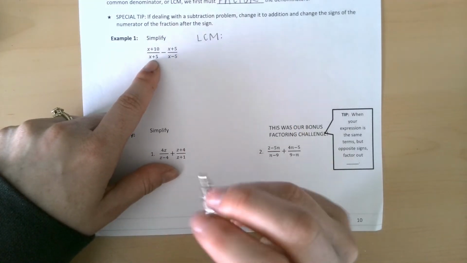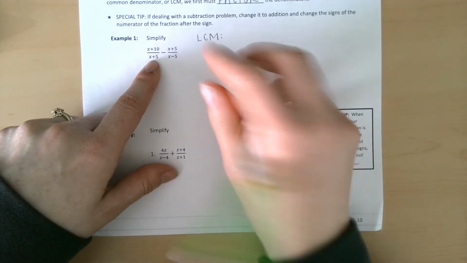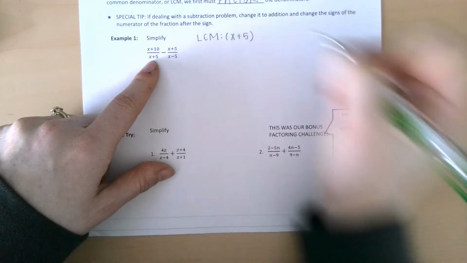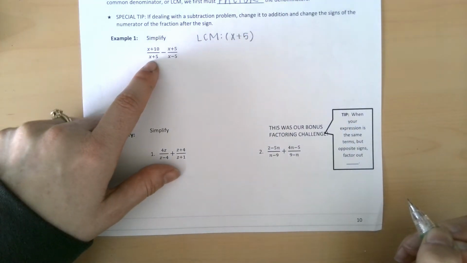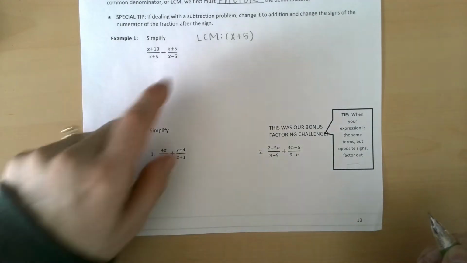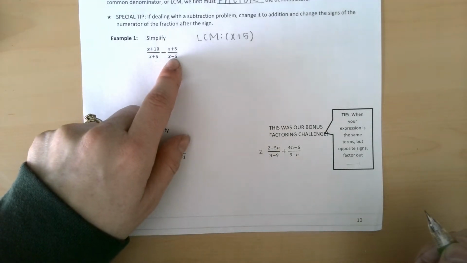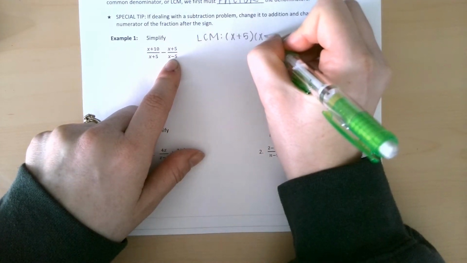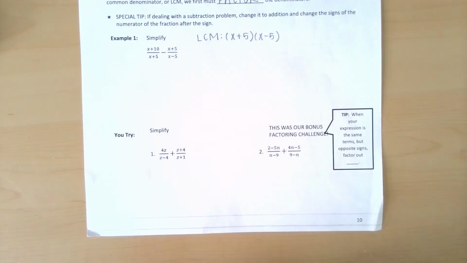In my first denominator I had an x plus 5. That means that the x plus 5 must be a part of my LCM. Whatever's in one denominator automatically must be a part of the LCM. The next denominator has x minus 5. That's different than x plus 5, so I'm going to stick that in the LCM as well.